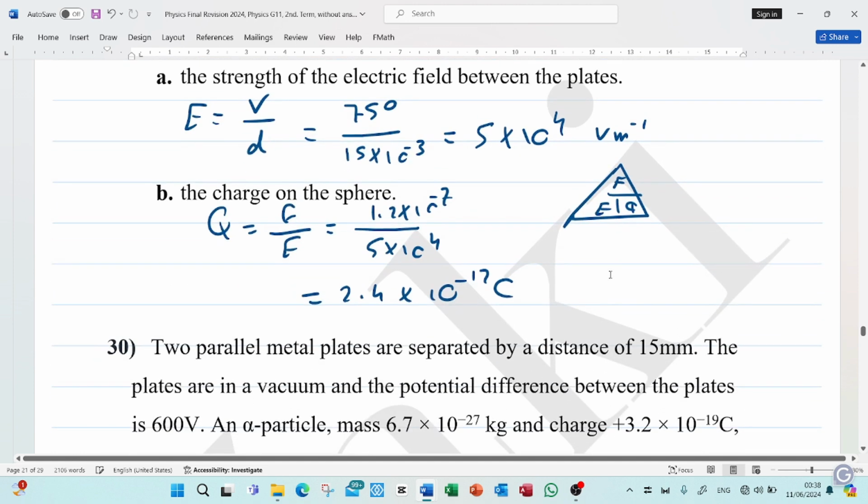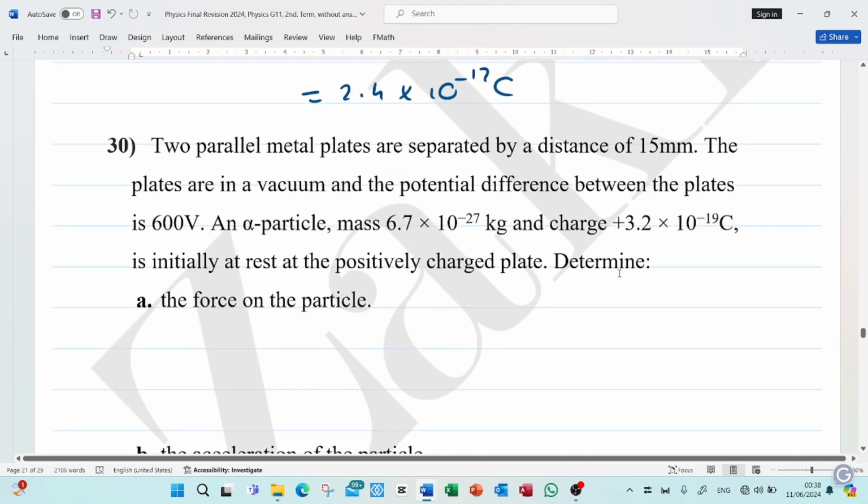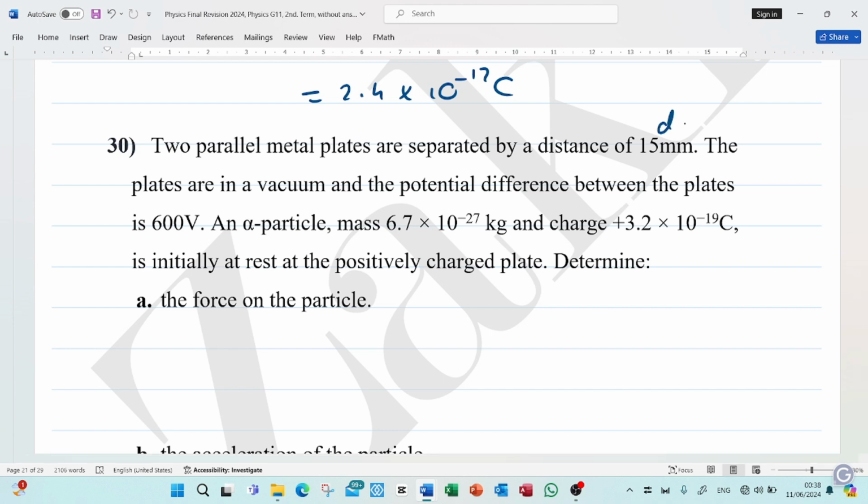Next question. Two parallel metal plates are separated by distance, so this is D in meter, 15 times 10 to the power negative 3. The plates are in vacuum and the potential difference, this is V. An alpha particle of mass M and charge Q is initially at rest, initial velocity equals 0, at the positive charged plate. Determine the force on the particle.